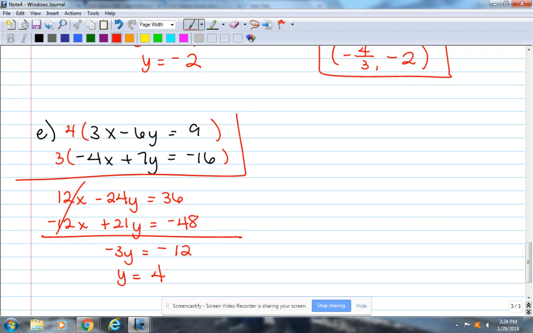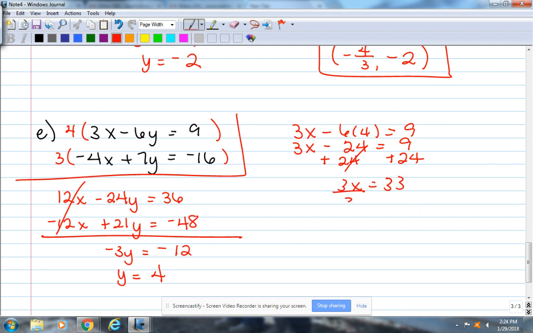All the red stuff was my work around it. So I'm just going to plug it into that 3x minus 6y equals 9 for the y. So 3x minus 6 times 4 equals 9. So that's 3x minus 24 equals 9. I add 24 to each side. So 3x equals what? 33. Divide by 3. And x equals what? 11. So what's my ordered pair here? 11, 4. Okay. I want y'all to try one.